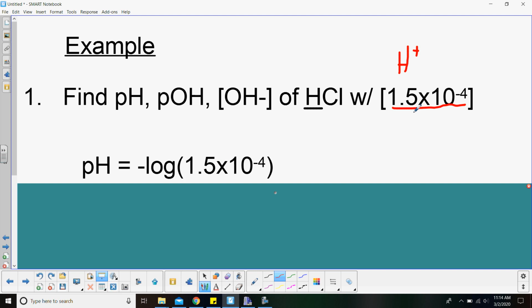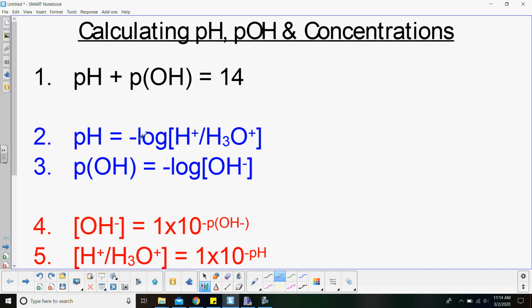We just took this number, dragged, and dropped it in here. And this is right up here, this is equation number 2 that we're using. Find the pH value of it.